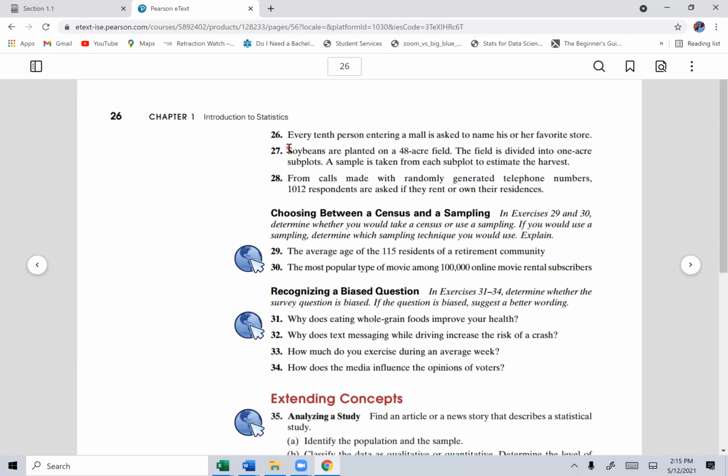27. Soybeans are planted on a 48-acre field. The field is divided into 1-acre subplots. A sample is taken from each subplot to estimate the harvest. So they divide the soybean plant into 48 pieces, and they go to each piece, take from it, and put them in the sample. What would that be?